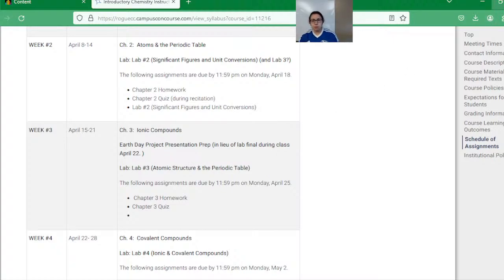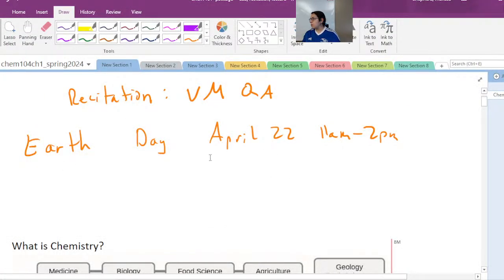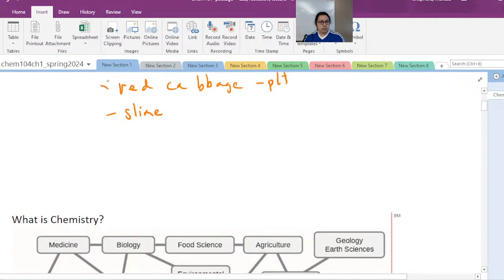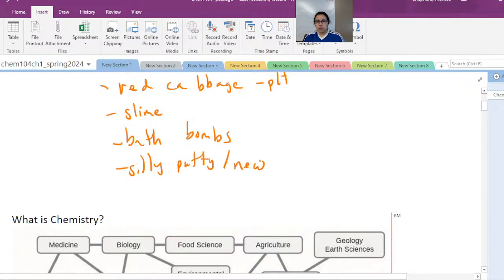The idea is that we'll have visitors on campus, as we're inviting the community to come. We'll have other outside vendors, but I like my science classes to do little hands-on demonstrations for the people that can come. The idea is easy hands-on chemistry. Some ideas would be red cabbage pH, making slime, which is pretty easy, or bath bombs. You can make silly putty or those Newtonian fluids, the cornstarch stuff.